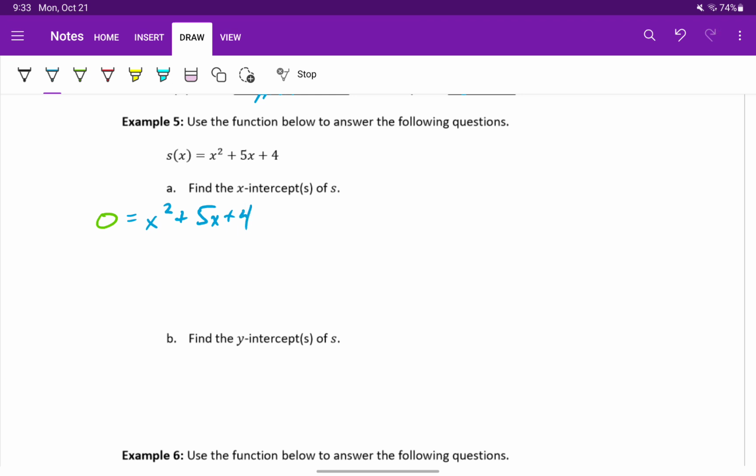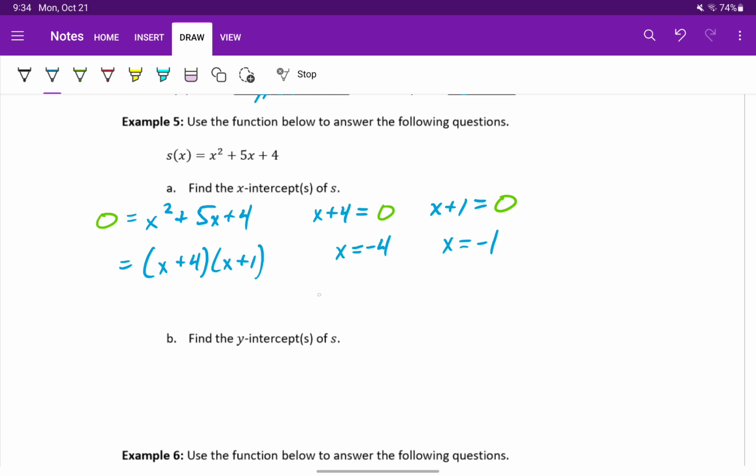And then solve this quadratic equation. We can do that using the quadratic formula, or we can factor. In this case, this would factor as (x plus 4) times (x plus 1). That gives us two equations to solve. x plus 4 is equal to 0, and x plus 1 is equal to 0. Meaning we have two solutions, x is equal to -4 and x is equal to -1.